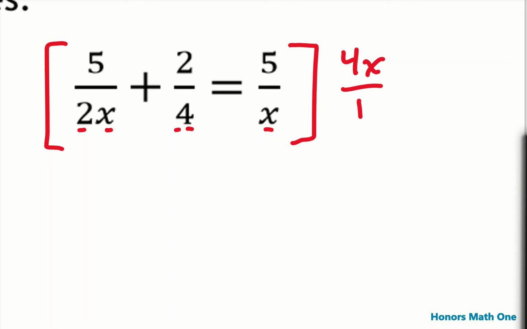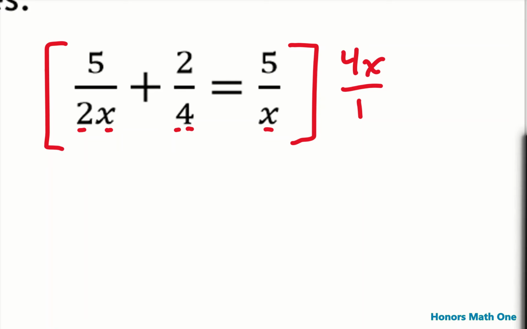Now there's a total of 3 terms here that I'm looking at. There's 2 terms on the left-hand side. The 5 over 2x is a term, and then the 2 over 4. By the way, that's a half, right? That's another way I could do this. I could just change that to 1/2 first and not have to worry about multiplying by 4. Not a bad idea, but I'm not going to do that now. And then the right hand side is just a single term of 5 over x.